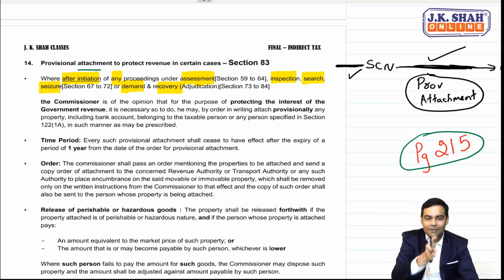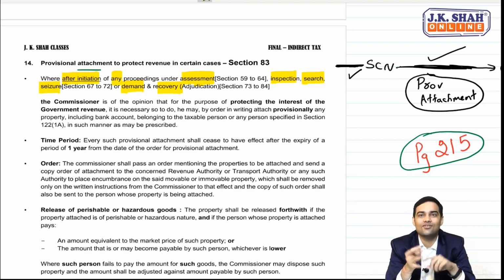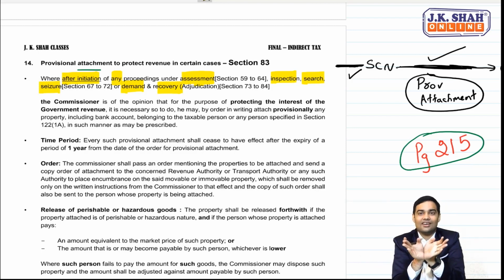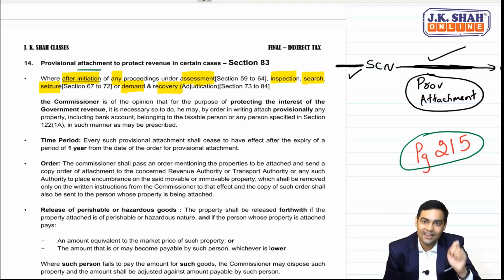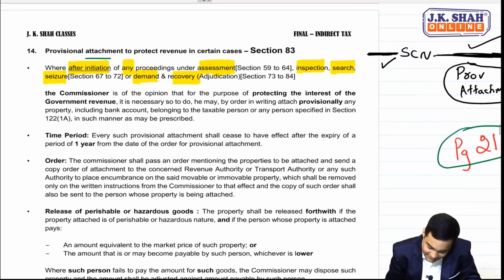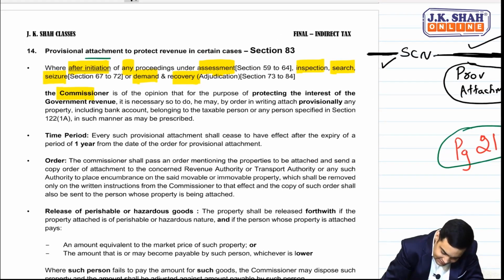Not specifically audit, but 59 to 64 will cover scrutiny of returns, will cover provisional assessment, will cover best judgment assessment, two cases, non-filers of return and unregistered person, will cover provisional summary assessment. All these will lead to provisional attachment. That means the power of officers has been widened. Earlier it was for 73 and 74. Now the ambit has been widened. And then it says, the Commissioner, you mark this entire page as amendment.